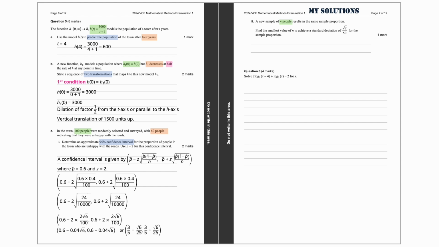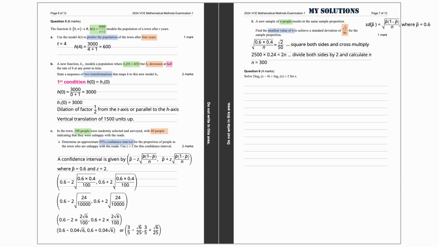Part 2i. A new sample of n people results in the same sample proportion. Find the smallest value of n to achieve a standard deviation of root 2 on 50 for the sample proportion. We are going to use the formula for the standard deviation, and we substitute what we know, and we make this equal to square root of 2 on 50. We do the calculations, and we end up with n equals 300.